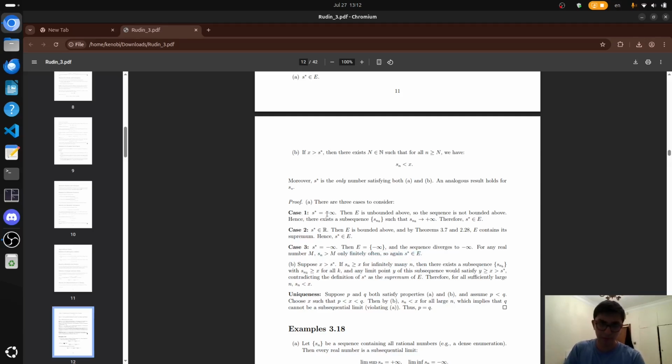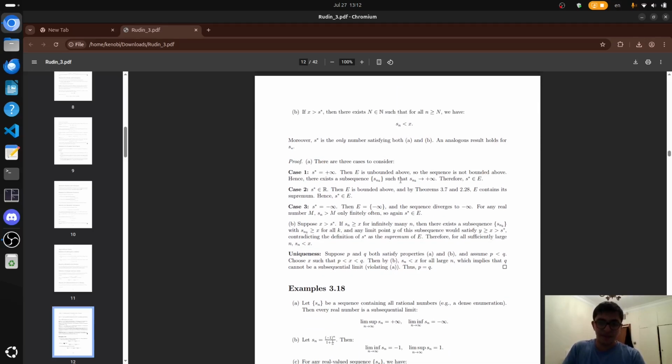So let's just read the proof from the beginning. S star equals plus infinity. Then E is unbounded above. So the sequence is not bounded above. Hence there exists a subsequence S n_k such that S n_k goes to infinity. Therefore S star is in E. If S star is in R, then E is bounded above by a theorem. Because every segment, right, or every interval, actually contains its supremum, its least upper bound, right? So that means S star is in E, and the same follows as here.